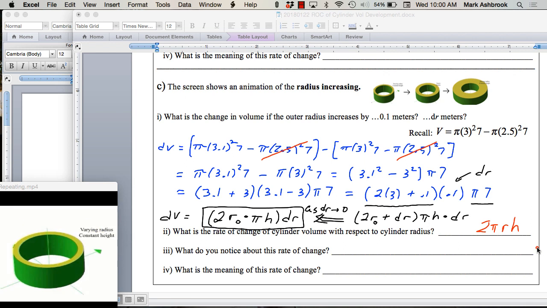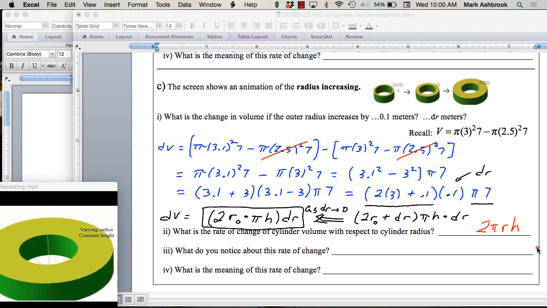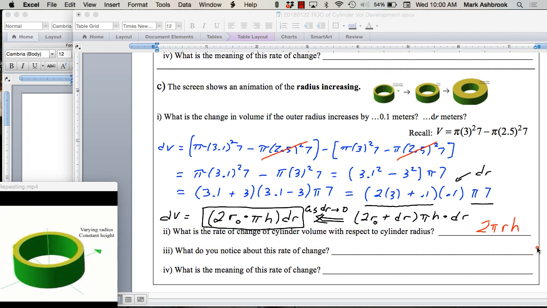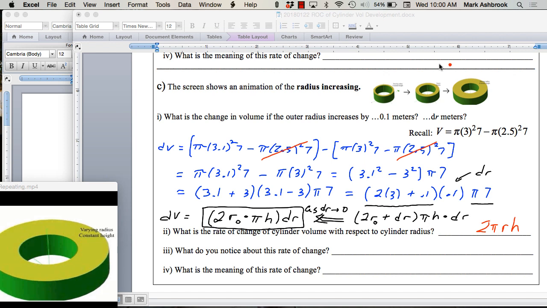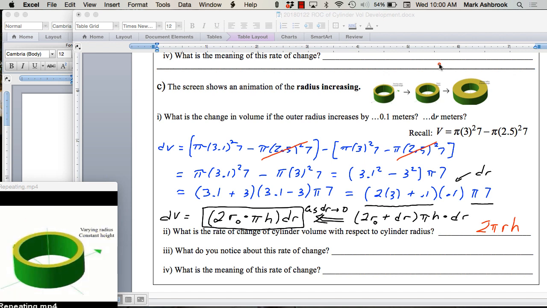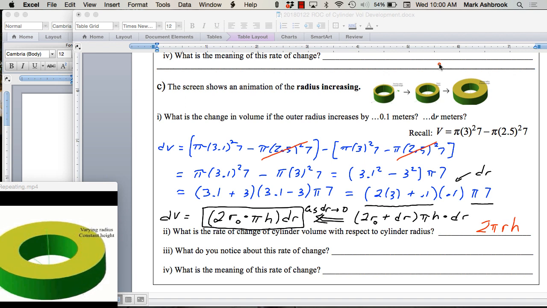But now we want to look at that 2 pi rh. What is that about? What do you notice about the 2 pi rh? What is 2 pi rh relative to this right cylinder? Okay, I heard circumference. It's kind of like circumference, but it's also got the h. I heard surface area. Surface area of what? The outside, right? The green part. Do you see 2 pi rh is the area of the green part?